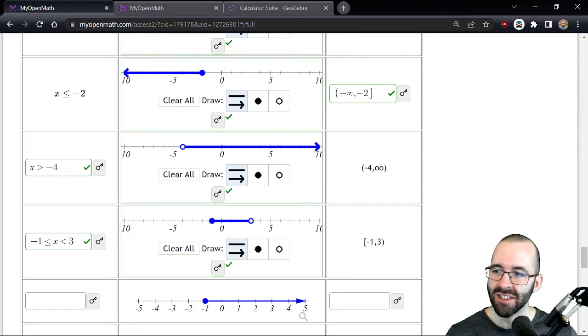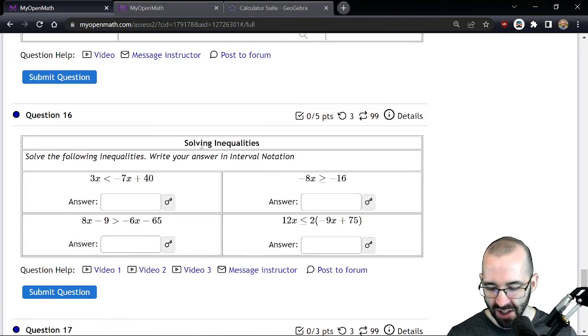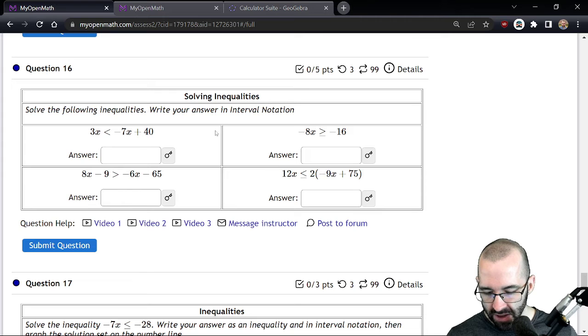Last thing in this video, solving inequalities. This video got a little longer than I expected, but hopefully it's useful and helpful. Let's solve the bottom right two inequalities.